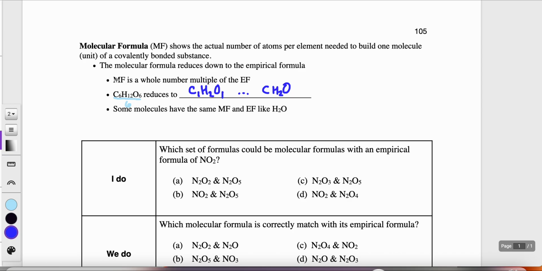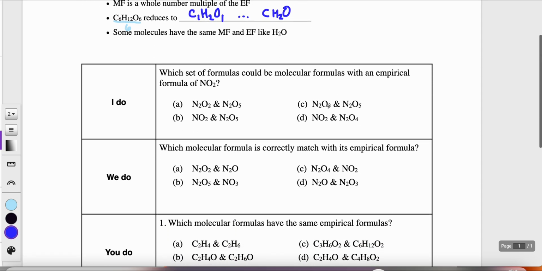This is the molecular. So a molecular formula many times can be reduced to an empirical formula. However, some molecules, their molecular and empirical formula are exactly the same, like water. You can't reduce a 2 to 1 any further than it already is. So let's take a look at a couple of multiple choice questions here.